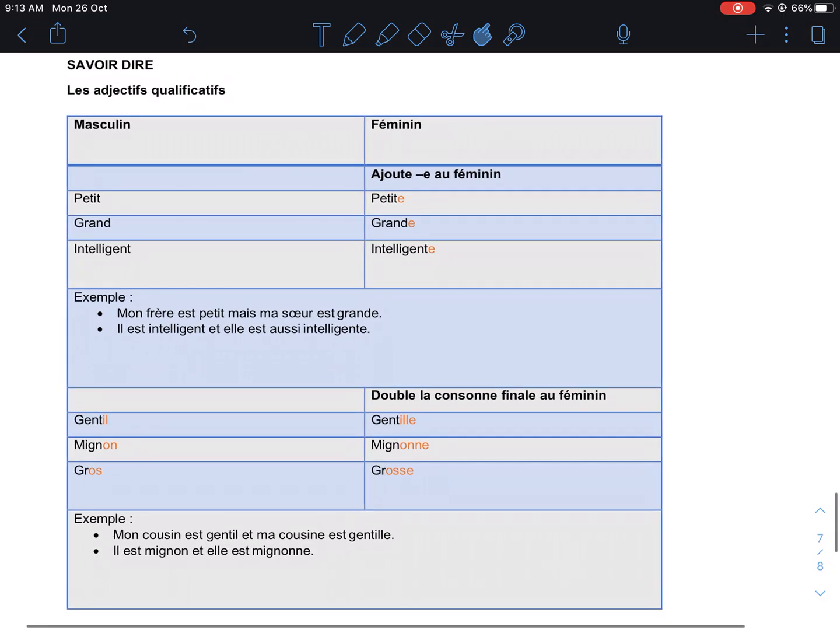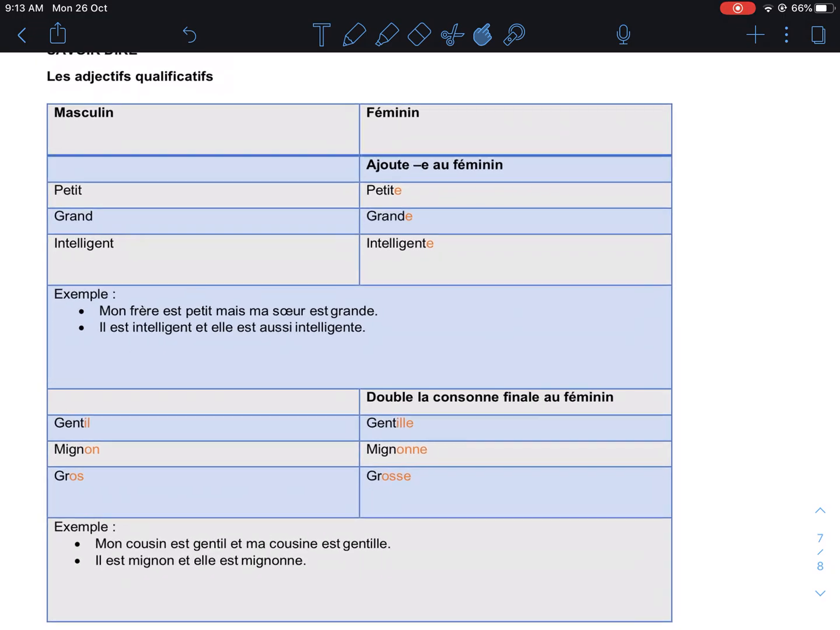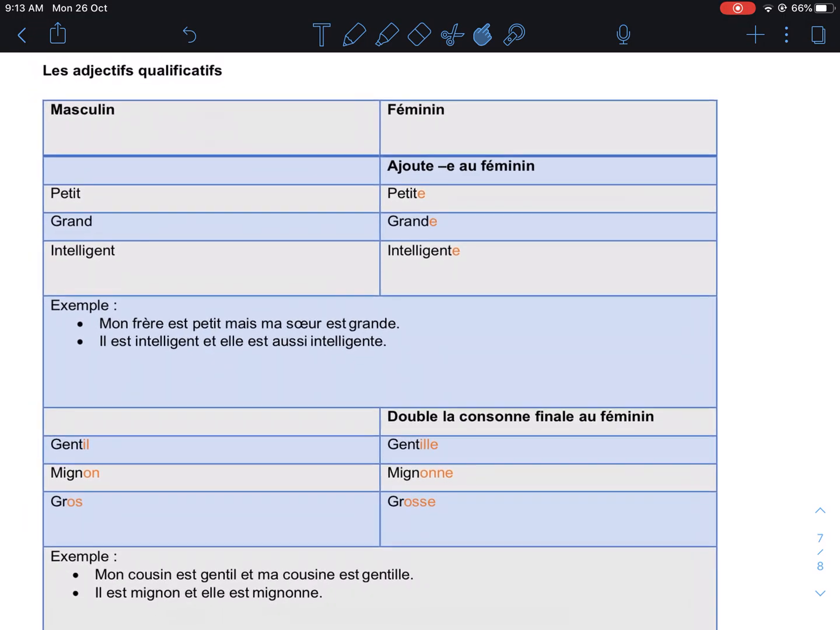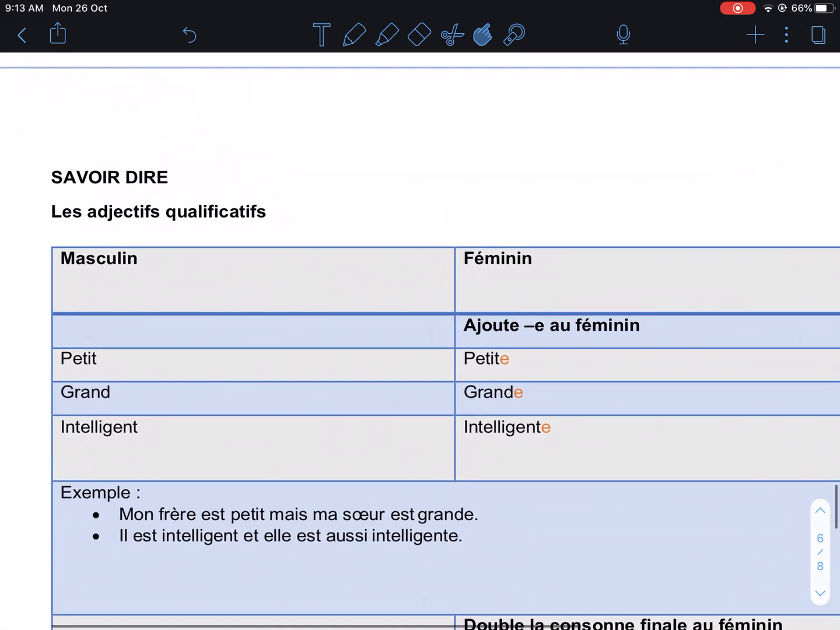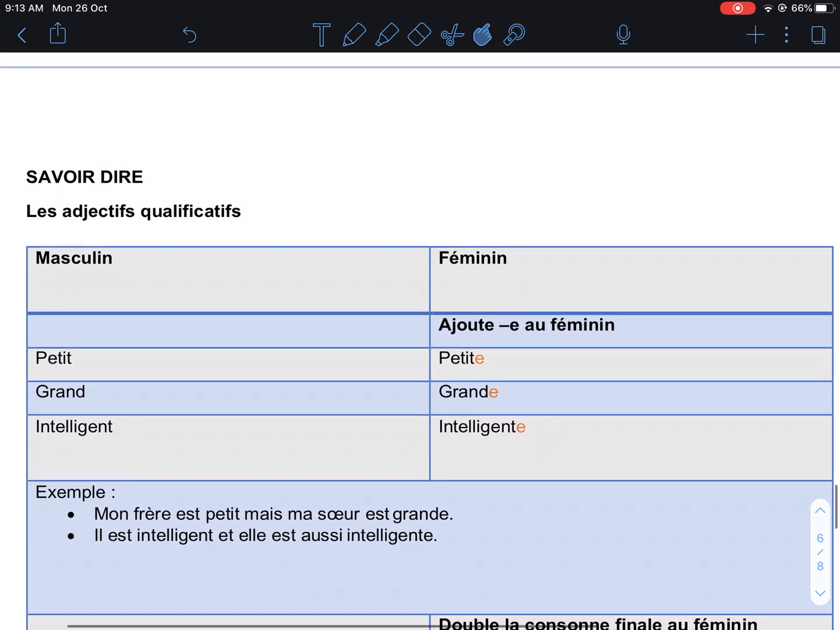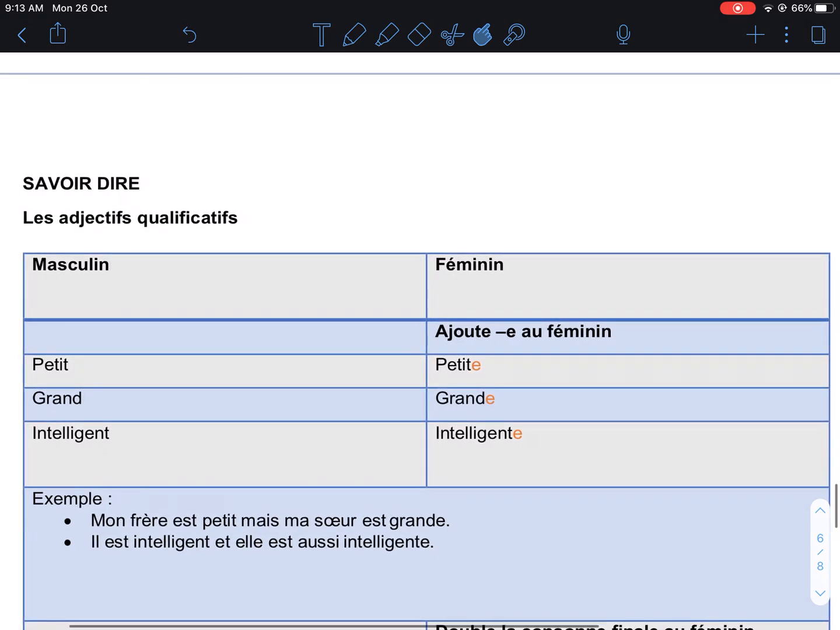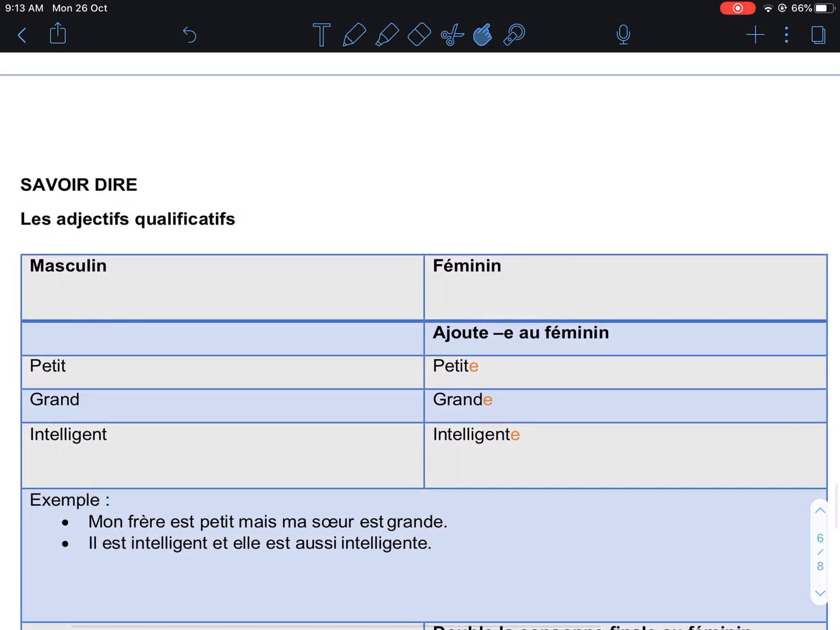Well, in French, for adjective qualificative, there are few variations. Okay, now let's look at the first one, the first variation. Okay, now in this table, we are going to focus only on feminine and masculine form in singular. Okay, only masculine singular and feminine singular form of adjectives. Okay, not plural. Only feminine. So means no S. All right. Now, no letter S.